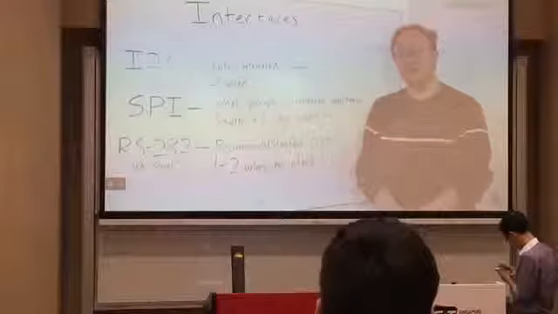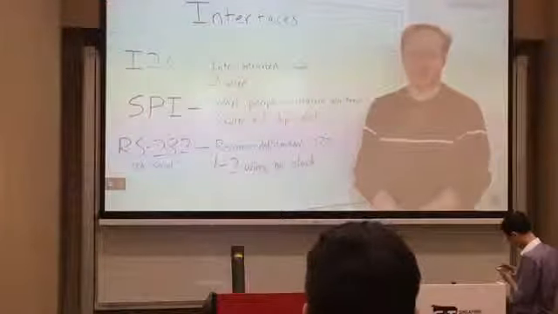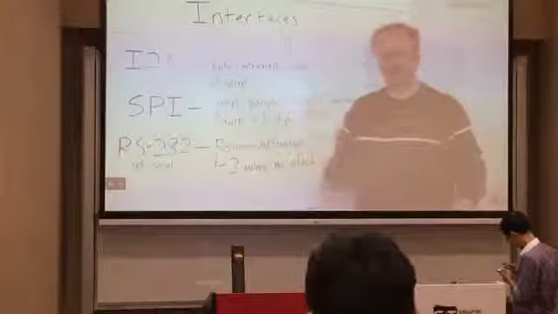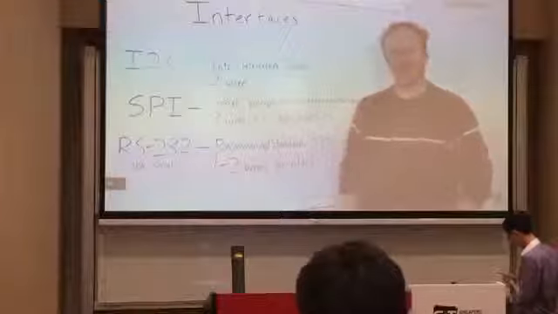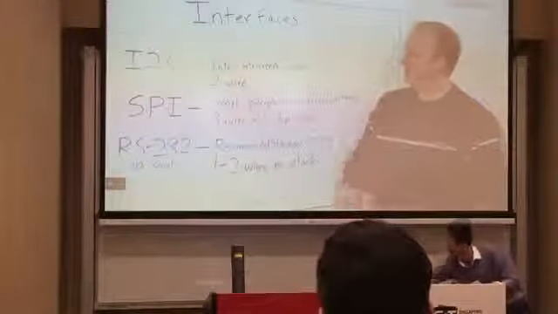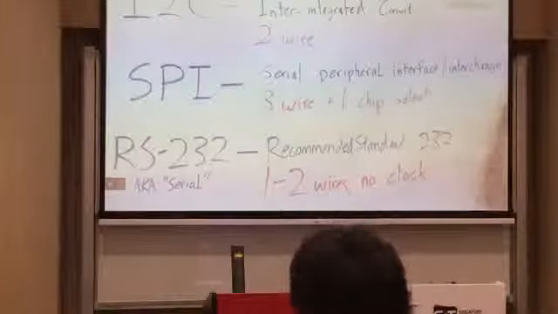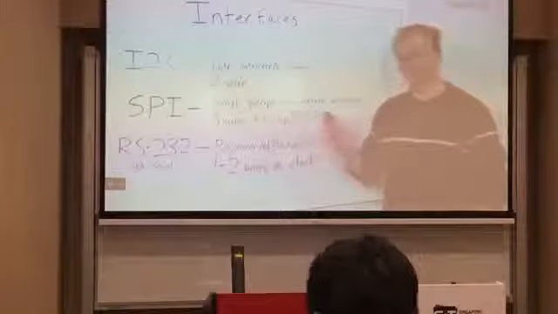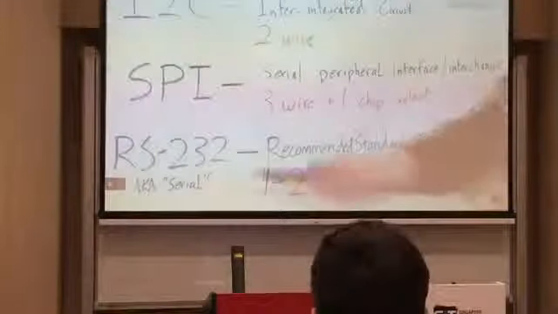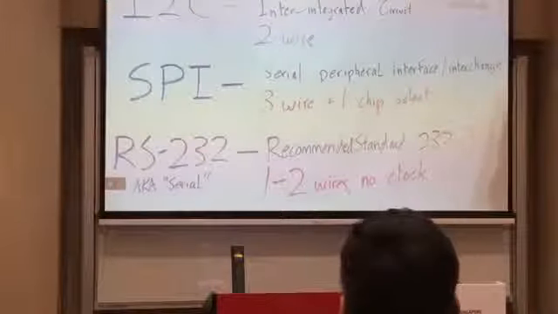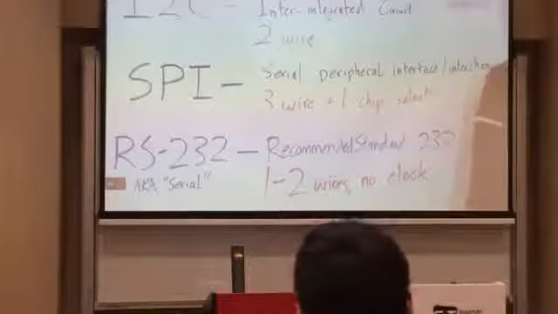Here are the three very common interfaces we're going to go over in today's episode. I2C, which stands for inter-integrated circuit. It has two wires, including clock and data. SPI, serial peripheral interface, that has three wires plus one chip select wire. And the third one, the oldie but goodie, RS-232, recommended standard 232, one or two wires with no clock.